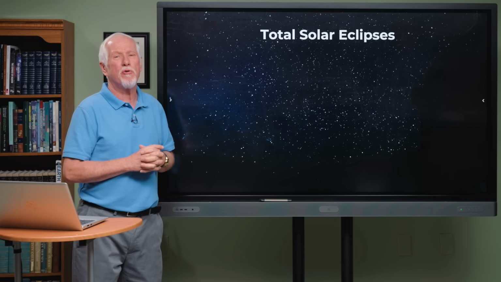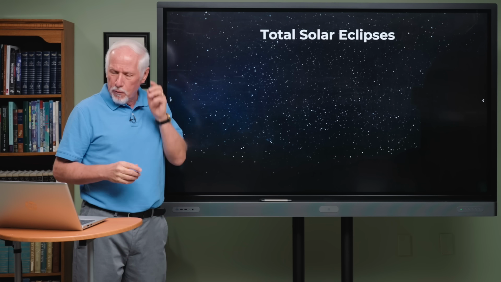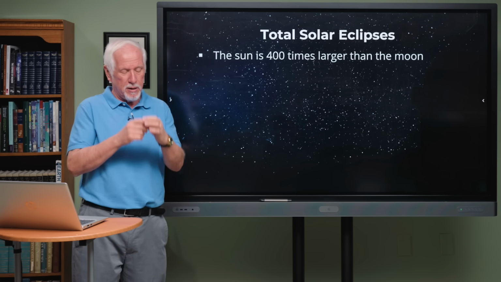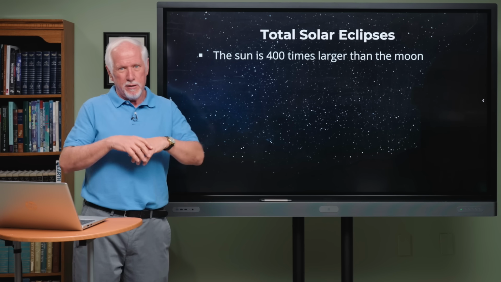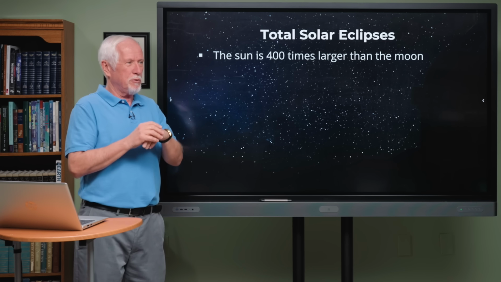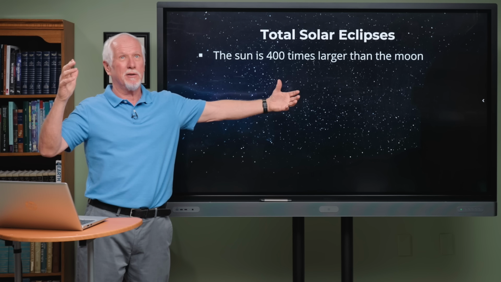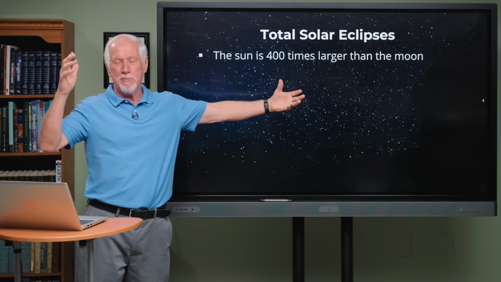Well, there's much design found in total solar eclipses. I like to call it the 400-400. What I mean by that is the sun is 400 times larger than the moon. Think about that, 400 times larger. So if you want to make a model of this, the moon might be 1 inch across, the Earth would be 4 inches across, and the sun would be 400 inches across. That's over 30 feet, something like that.